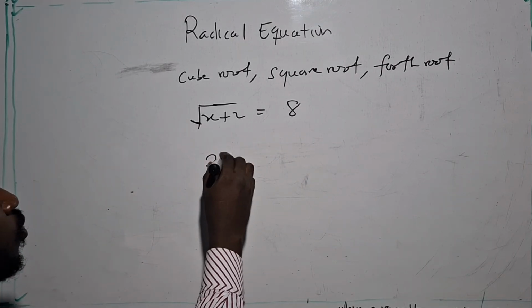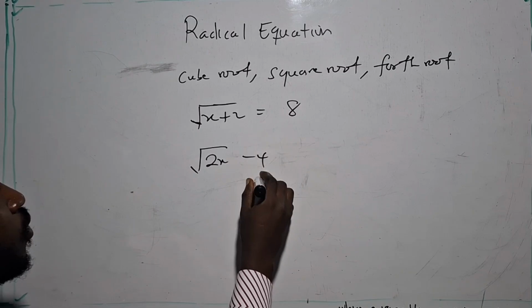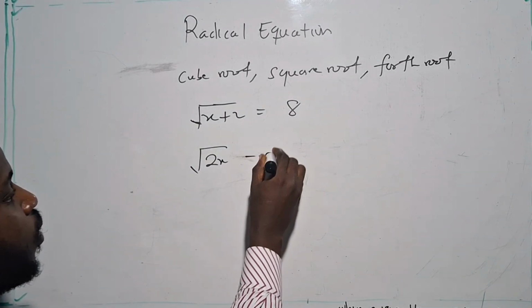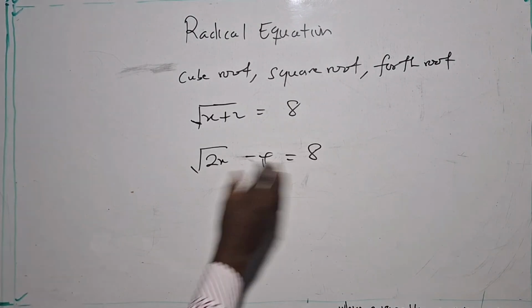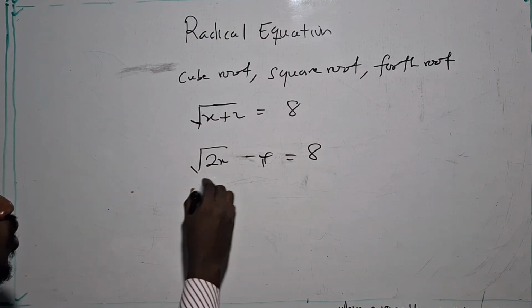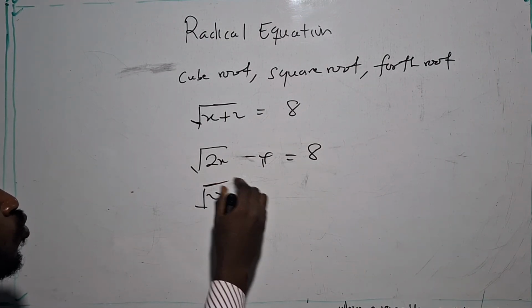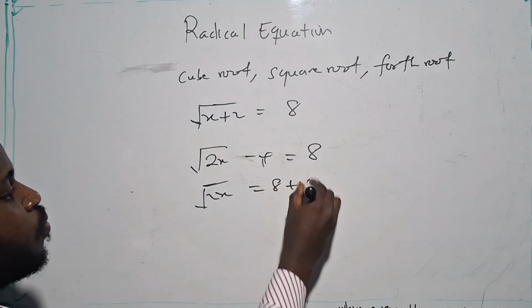A situation where the radical equation is not isolated is, let's say, we have the square root of 2x minus 4 is equal to 8. Yes, to isolate means you have to let it stand alone. So we can have the square root of 2x now is equal to 8 plus 4.